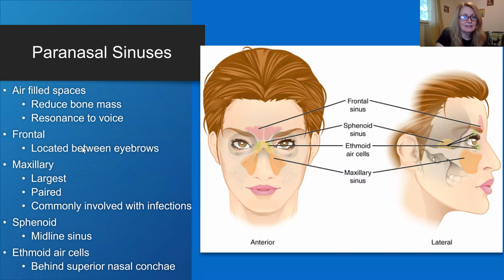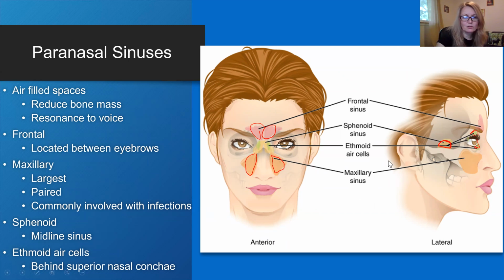Paranasal sinuses are air-filled spaces that reduce bone mass and give a resonance to your voice. So we have frontal, so right there. We have maxillary, obviously in the maxilla, in your upper jaw. Those are the largest. Then we have sphenoid. So let's see over here. I think here it's better. Sphenoid. So they are in the sphenoid bone. And ethmoid. So here's ethmoid. Where's the ethmoid bone? Remember there.